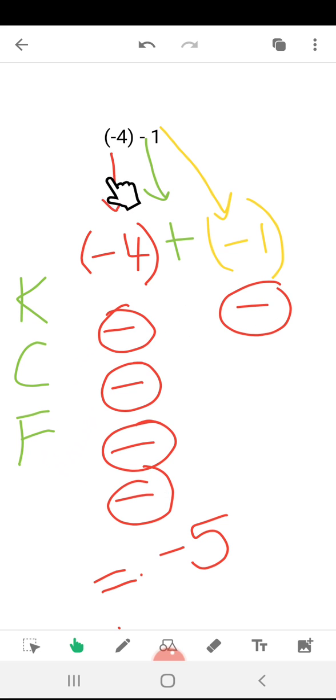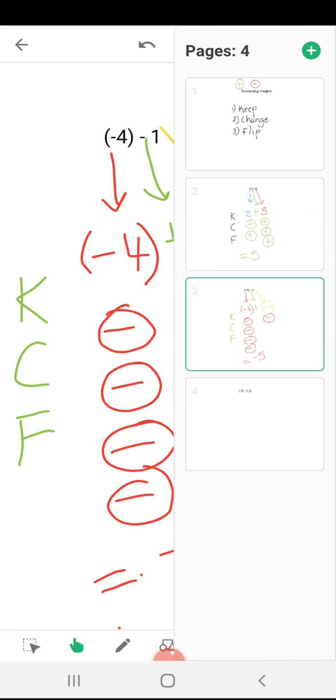So remember, keep the first integer, change the sign to addition, and then flip the last integer. Flip meaning if it's a positive, you change it to a negative, and if it's a negative, you change it to a positive. After that, you use your chips to assist you to find the answer. So basically, we're changing our subtraction problems to addition. Let's look at one more example.